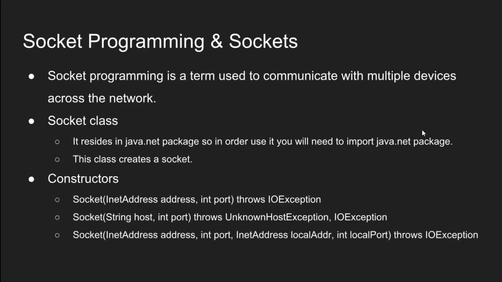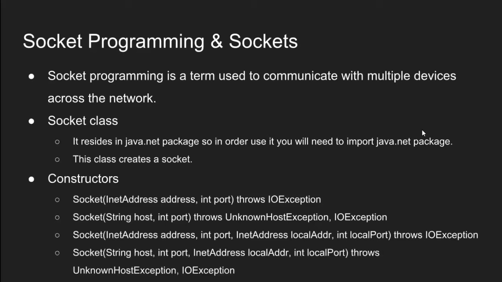Third constructor is Socket. Arguments are InetAddress address, integer port, InetAddress localAddress, integer localPort. And you will need to handle IOException. The first two arguments are the same as the previous one. Local address and local port are used to specify the client's IP address and port that will connect to the server.